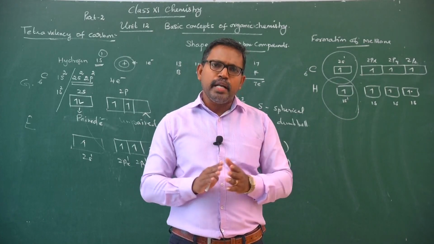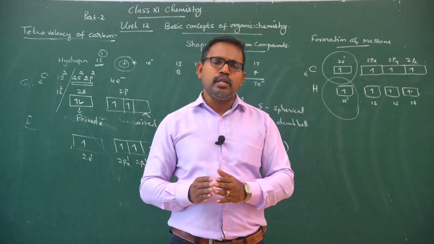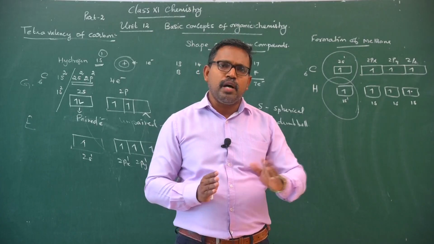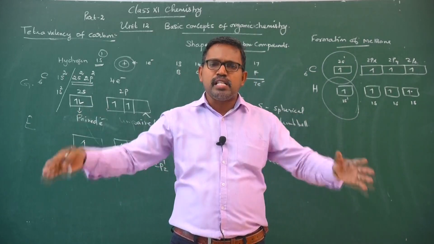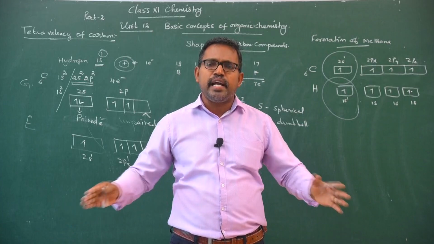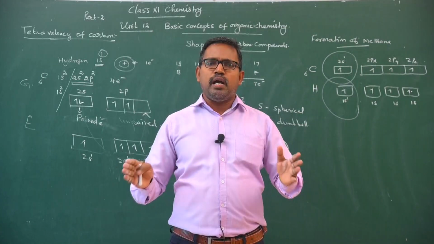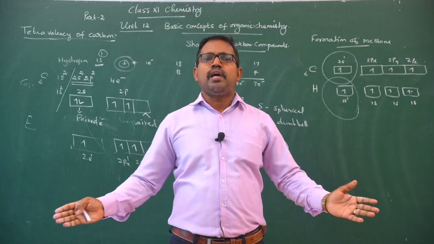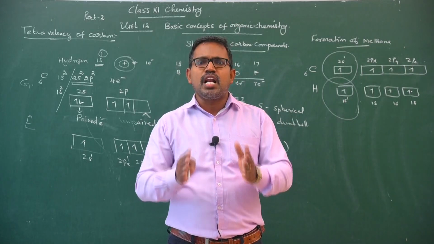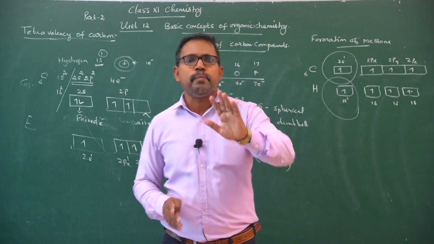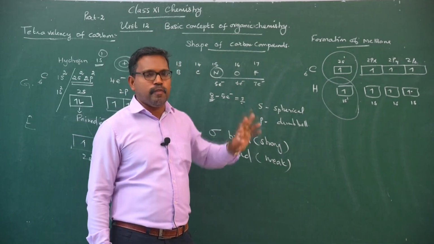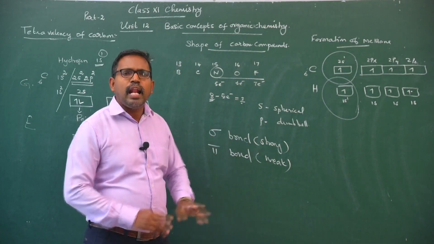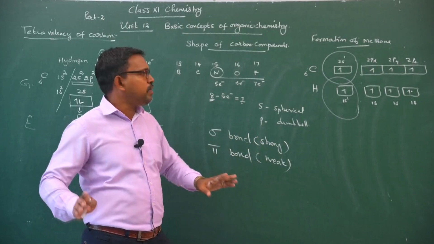So how does the pi bond arise? The pi bond is a weak bond. There is no possibility for head-on overlap, but there is sidewise overlap. Sidewise or lateral overlap of atomic orbitals leads to the formation of the pi bond. You now know how the sigma bond is formed: symmetrical overlap. The pi bond: lateral or sidewise overlap.